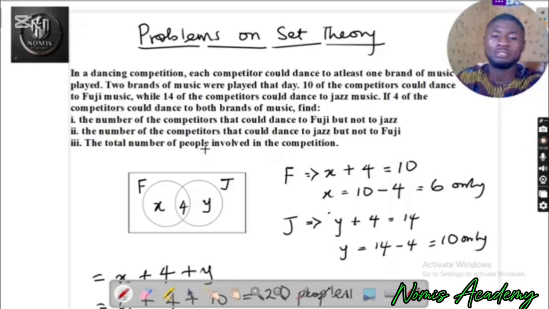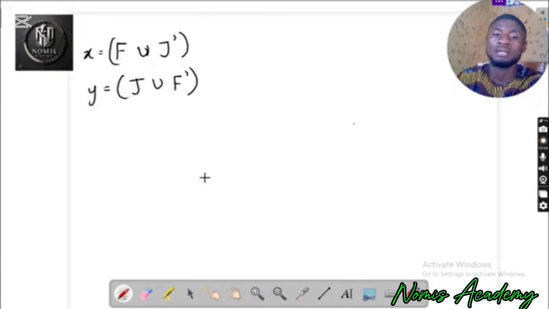And then what about this 4 now? How can we represent this part that is carrying 4? Remember that this is an intersection. This is where f and j intersect. So this 4 is the value of f intersect j. So that's the value that we just found.